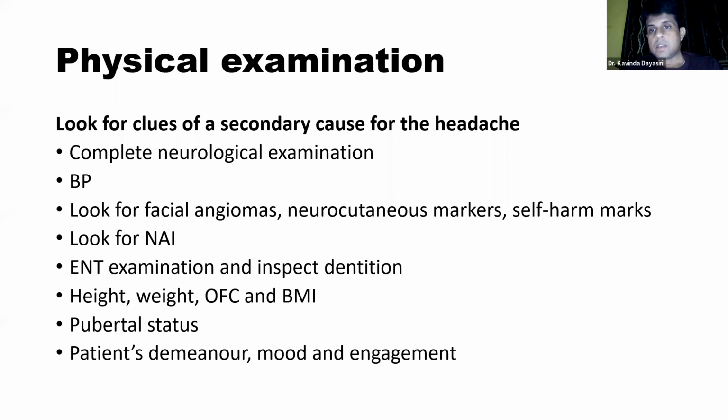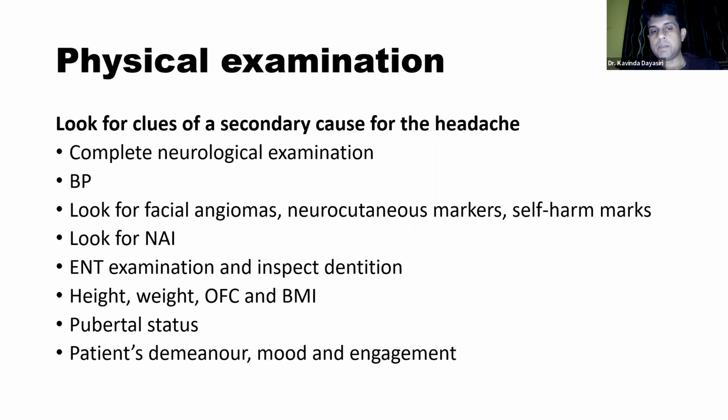And in physical examination, we should focus on performing a thorough neurological examination to rule out secondary causes. So complete neurological examination, and check the blood pressure, because high blood pressure also can be a cause of headache. Look for the presence of neurocutaneous stigmata, features of tuberous sclerosis, neurofibromatosis, and evidence of self-harm, because these children are likely to suffer from depression. The chronic pain can trigger symptoms of depression as well as depression. The headache can be a symptom of the depression or anxiety themselves. And look for evidence of non-accidental injury, especially in young children.